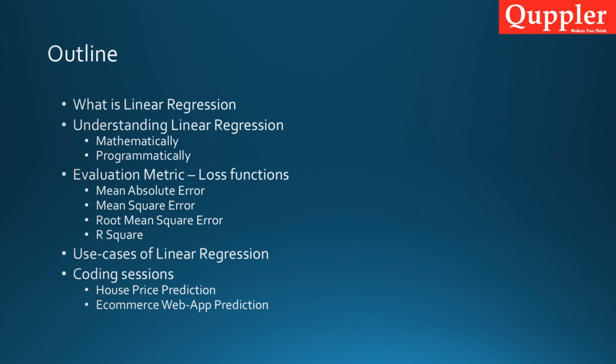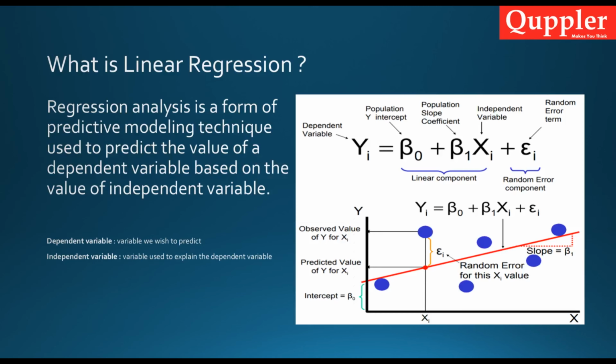So what is linear regression? Linear regression is a predictive modeling technique where we predict the value of a dependent variable based on the value of an independent variable. What is my dependent variable? The value we wish to predict, normally drawn across the y-axis. And what is my independent variable? The variable which we use to explain the dependent variable.